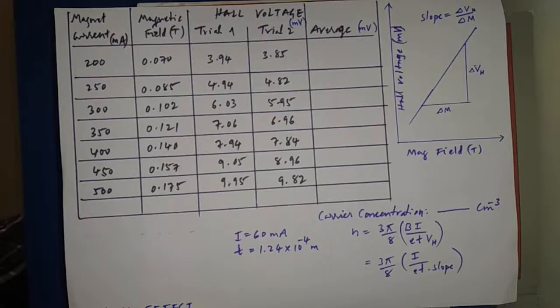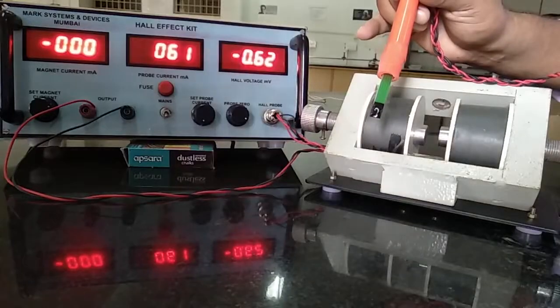This experiment is very useful to find out whether the semiconductor is N type or P type. We can also find out the carrier concentration required for specific devices. We can find out the mobility. We can also use this experiment as a magnetic sensor. So this is all about the Hall effect. You can go through the next video to see how to really perform the experiment. Thank you very much.